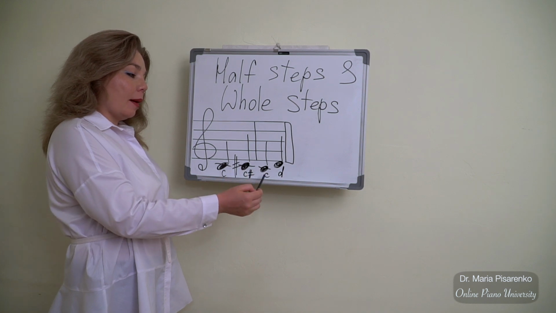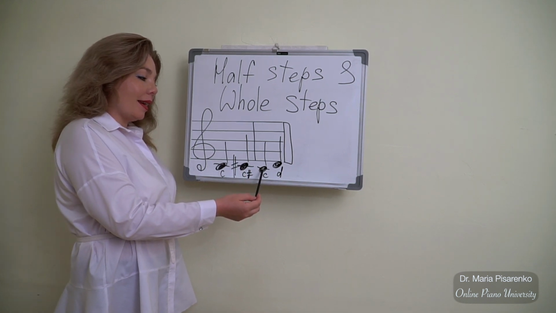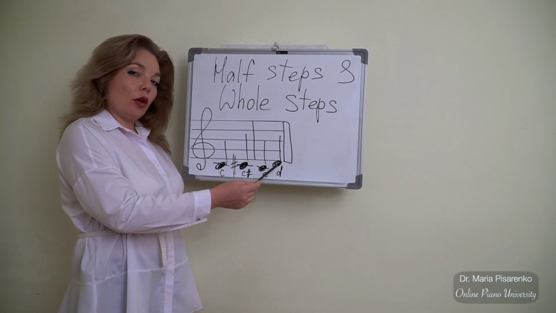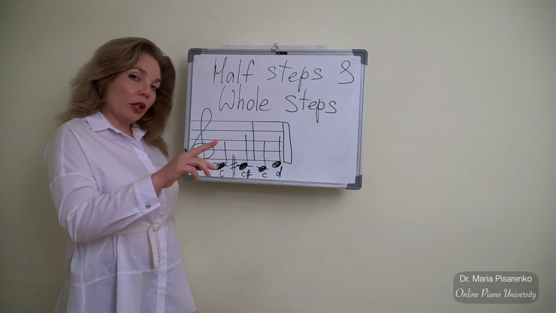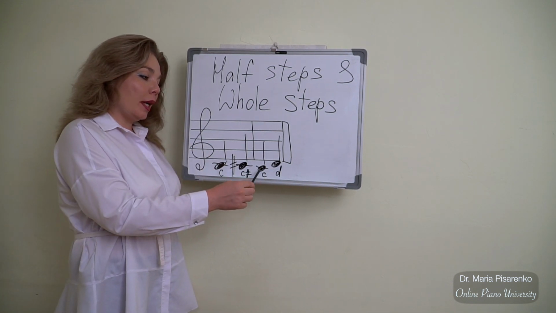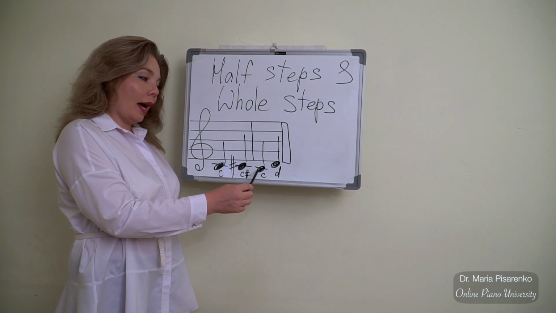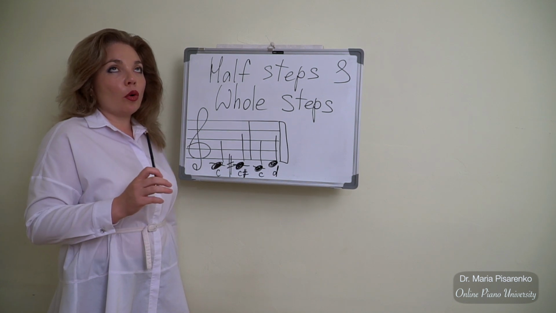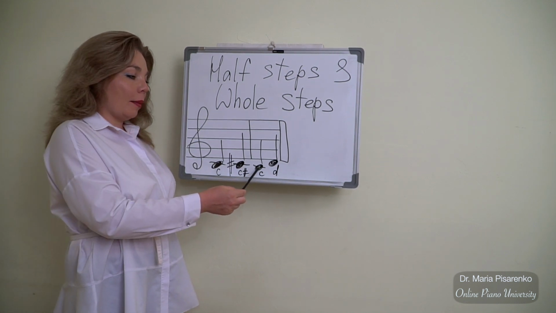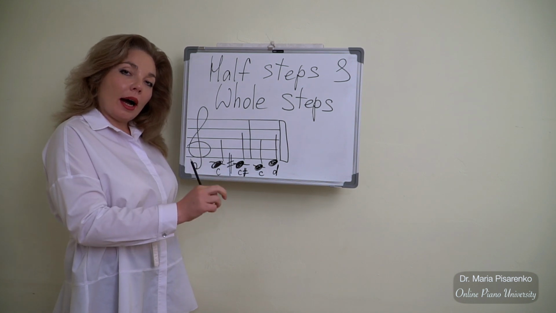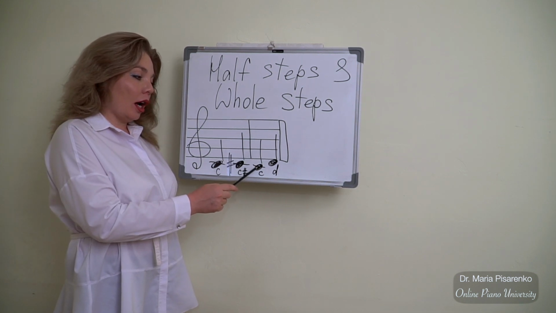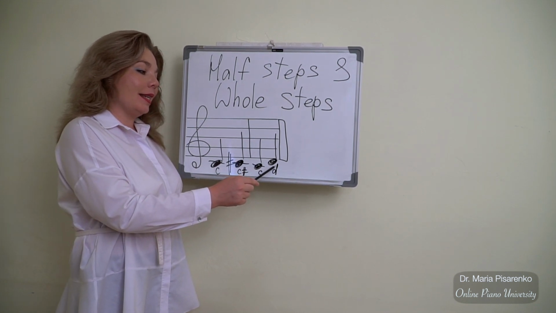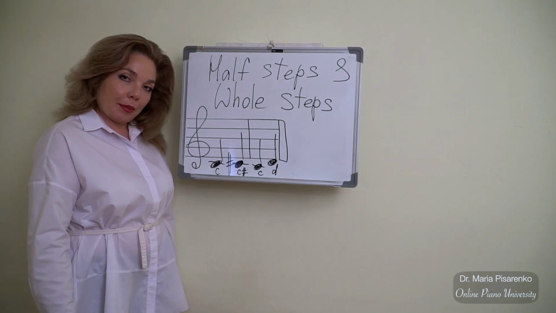A whole step will be represented by C and D. If you move from C to D on your piano, you will have only one key in between, so you will have a whole step. Normally we also explain it as a whole step is made of two half steps. For example, C to C sharp and then C sharp to D. So the distance between C and D is a whole step.